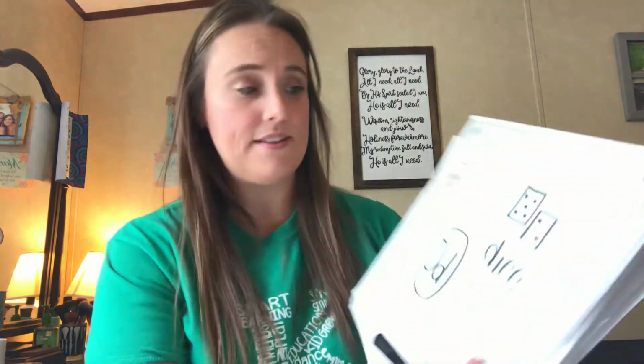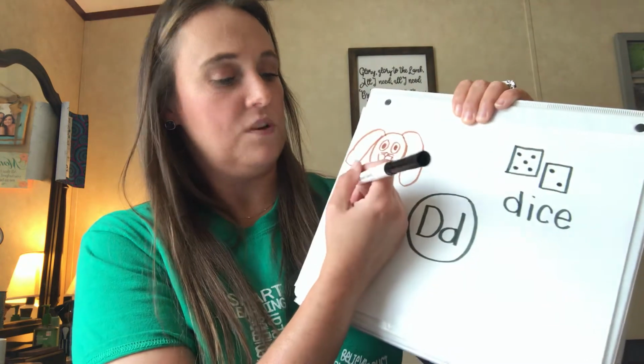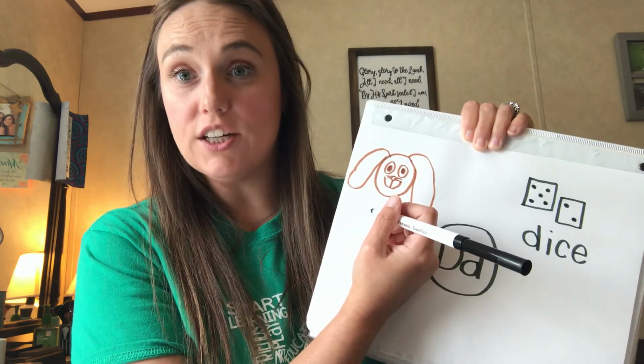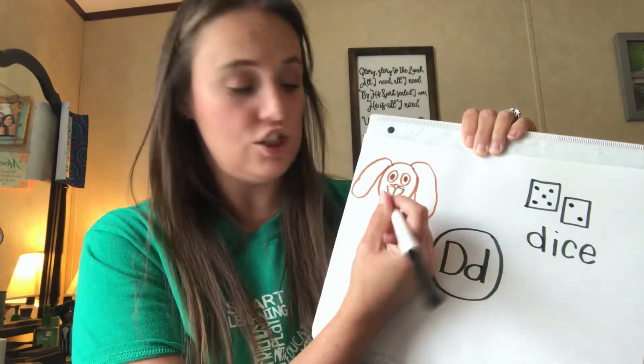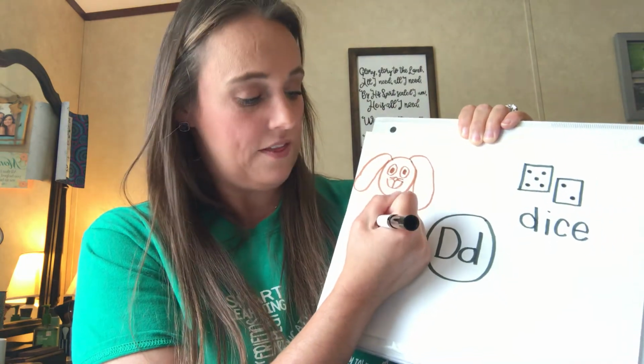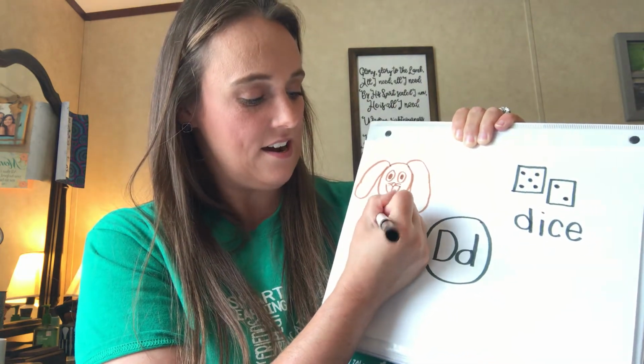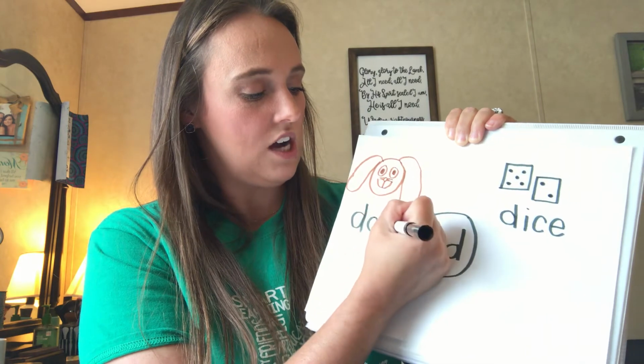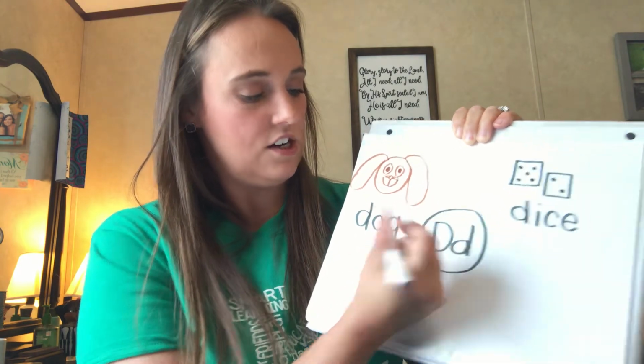And we know it's a dog because we're going to label it. Remember what labeling is? When we write next to it what it is. All right. What's the first sound in dog? Duh. Good job. How do I spell duh? With a D. Duh, o, g. Dog.